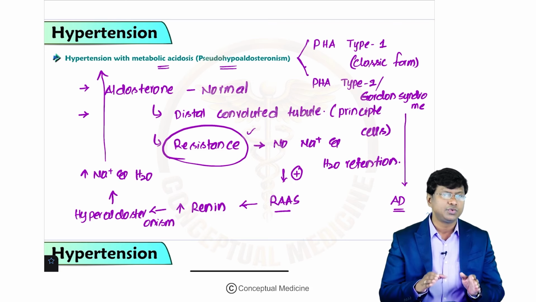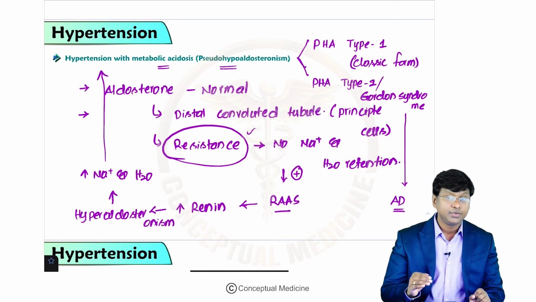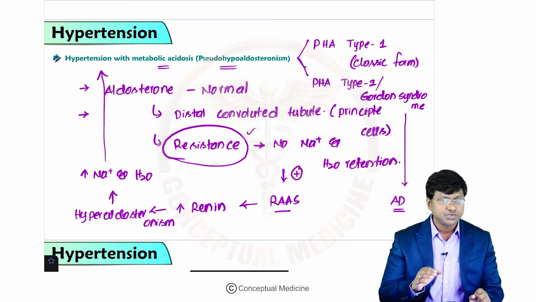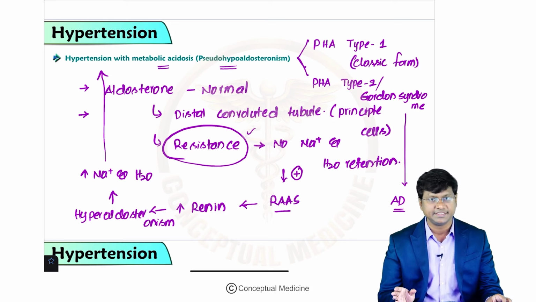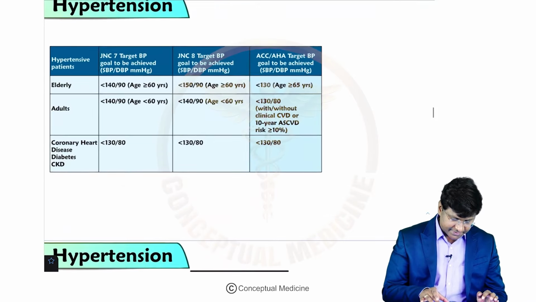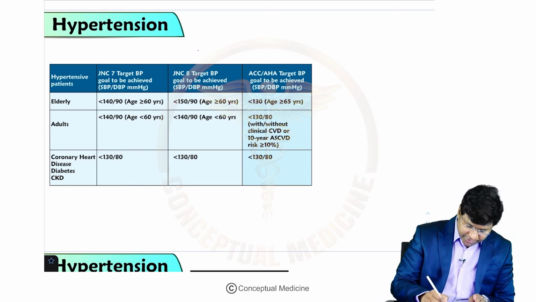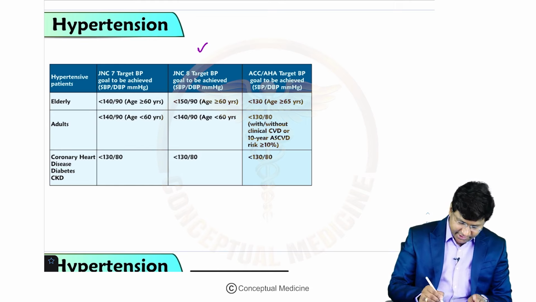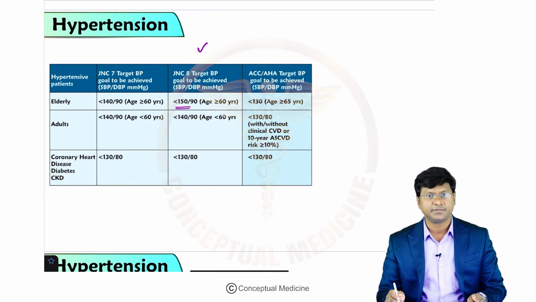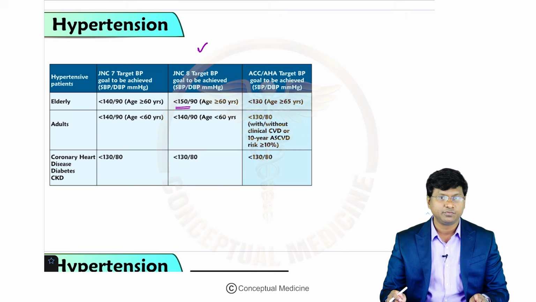Now, after having discussed hypertension with metabolic acidosis and hypertension with metabolic alkalosis, let me tell you what the blood pressure should be in a normal individual, and when do we call it hypertension? So let me discuss according to the revised guidelines as well as the guidelines which were there previously. What should be the target blood pressure? The guidelines have changed from year to year. According to the recent guidelines that we follow, JNC 8, the Joint National Committee 8, the target blood pressure in an elderly individual, meaning age more than 60 years, should be less than 150/90.